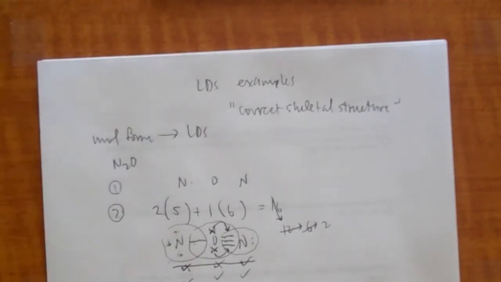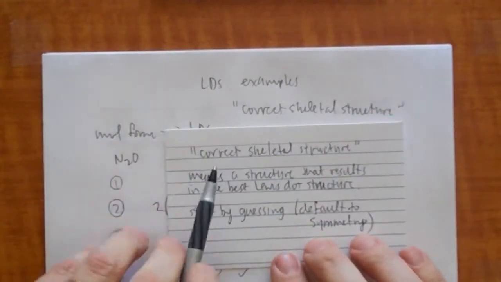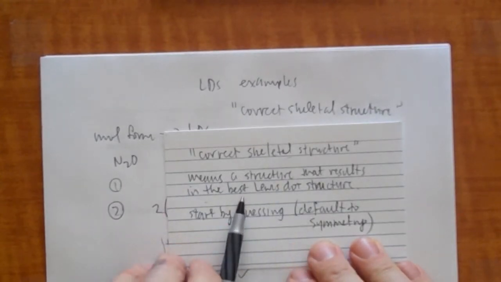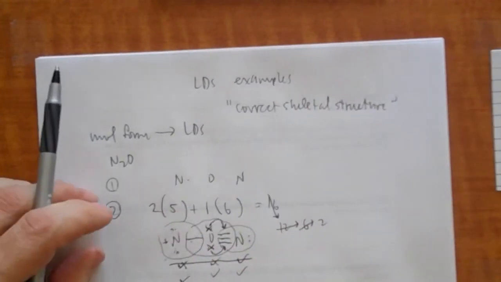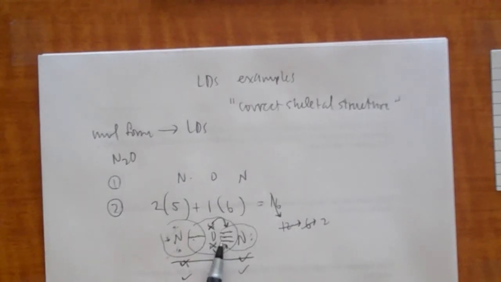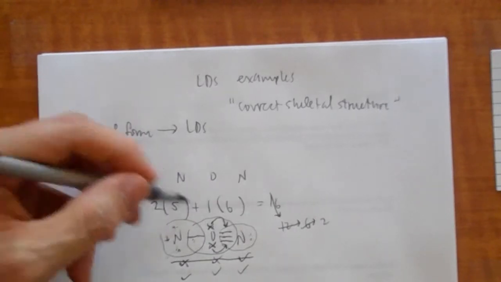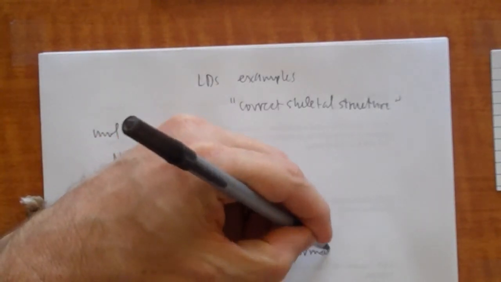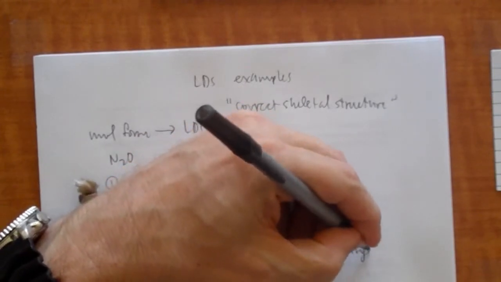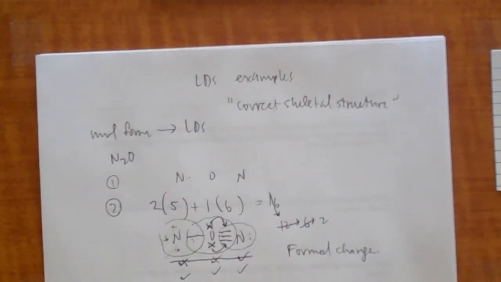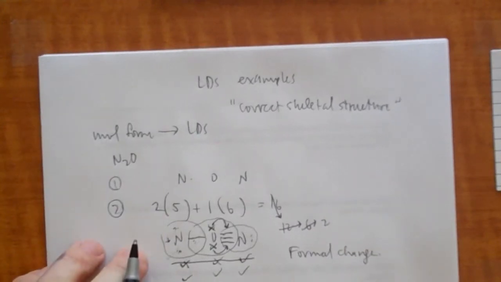Okay, but the correct skeletal structure means a structure that results in the best Lewis dot structure. All right, it works, but we have a problem. Oxygen has 4 bonds, and this nitrogen only has 1, and that nitrogen has 3. It's definitely not symmetric, and oxygen has 4 bonds, which is a real problem. That's a problem which we're going to probe a little bit later in something called formal charge. Okay? But for now, let's just say oxygen having 4 bonds is a problem.